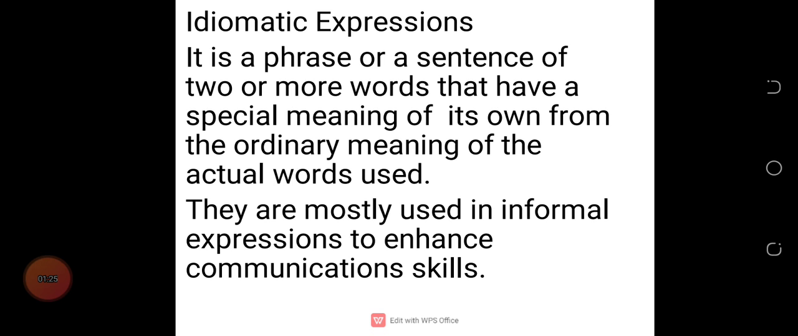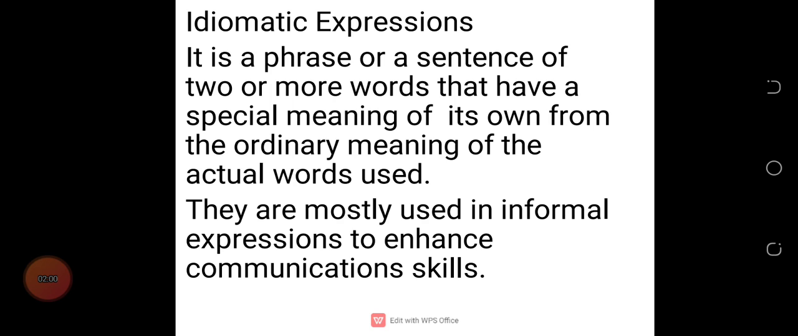An idiomatic expression is a phrase or a sentence of two or more words that have a special meaning of its own from the ordinary meaning of the actual words used. So with the words or group of words given, we are saying that the meaning of these words, we cannot derive them from individual words unless we put the words together.